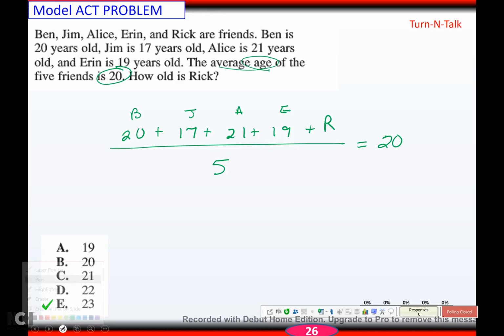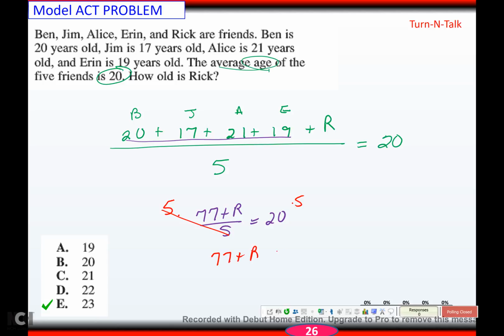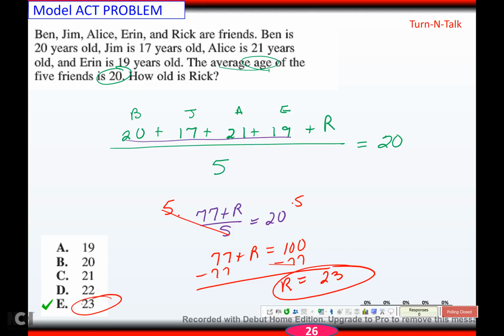Well, if I do some simplifying here, there's my equation. If I add up these guys, I get 77 plus r on top over 5 equals 20. I'm going to kill that fraction, so I'm going to multiply both sides by 5, which gives me 77 plus Rick's age equals 100. So to get Rick's age, I'm going to subtract 77, and I get Rick is 23 years old. Okay?